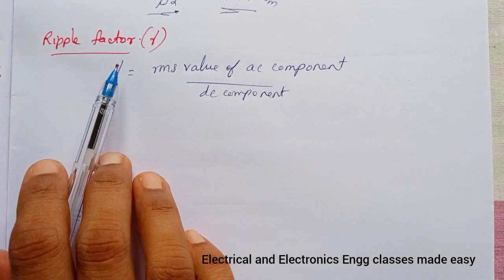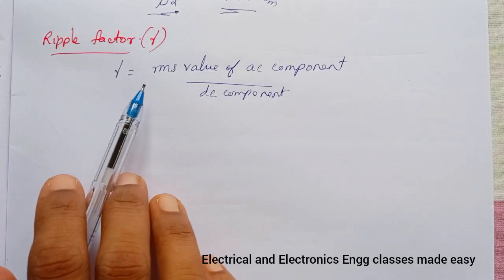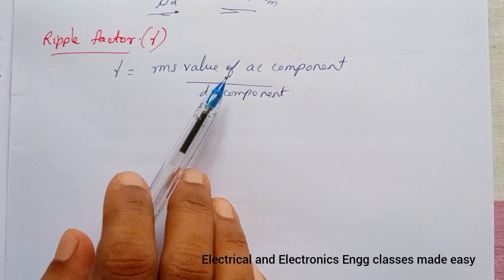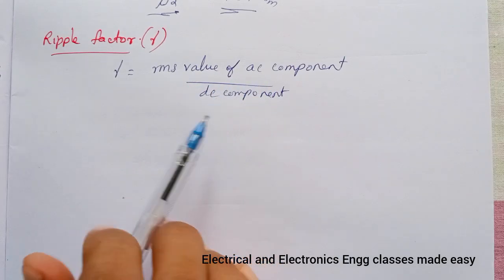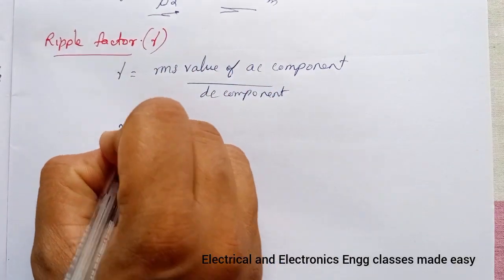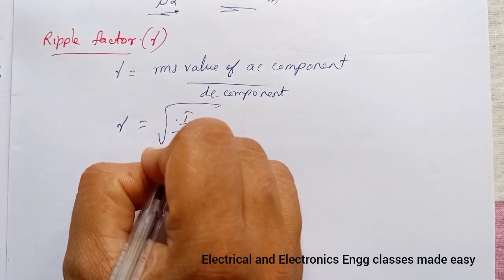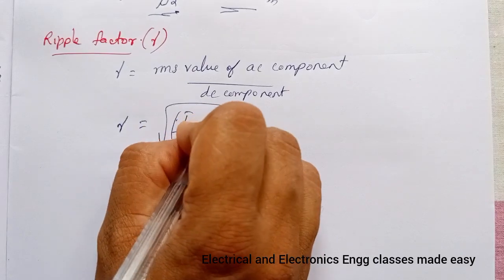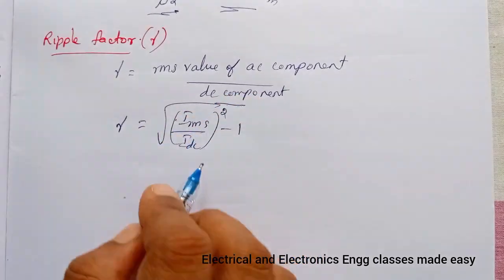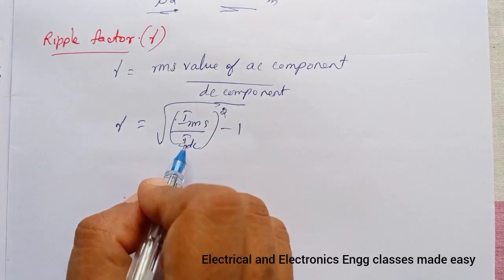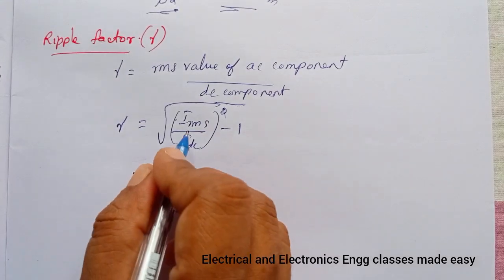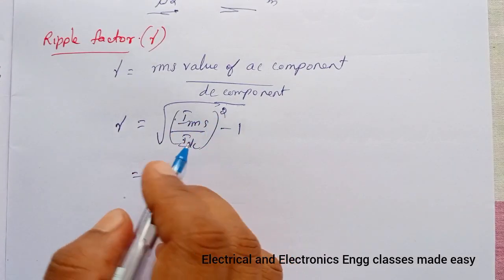Next is ripple factor. Ripple factor means the ratio of RMS value of AC component to the DC component. So we can write gamma is equal to square root of (IRMS divided by IDC) the whole square minus 1. This equation we have derived in the previous class. So IRMS is Im by root 2.